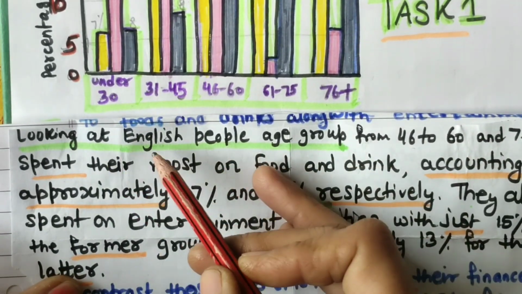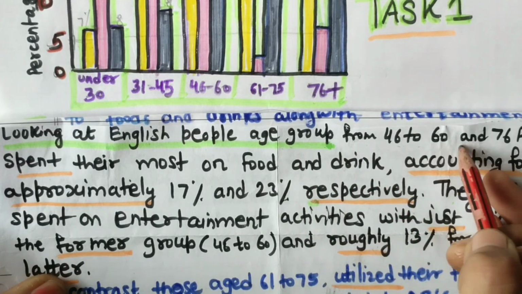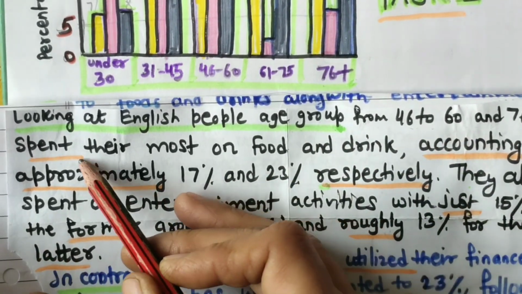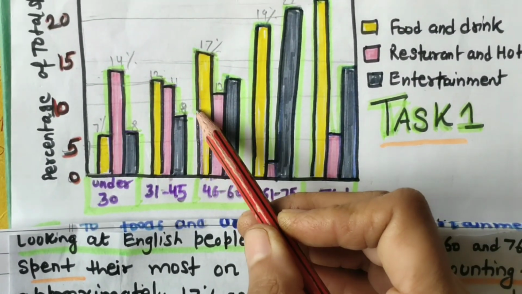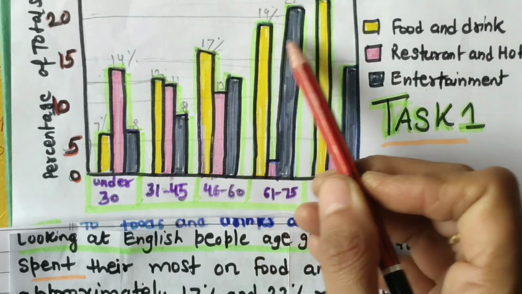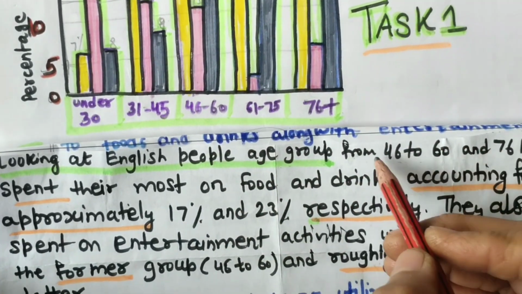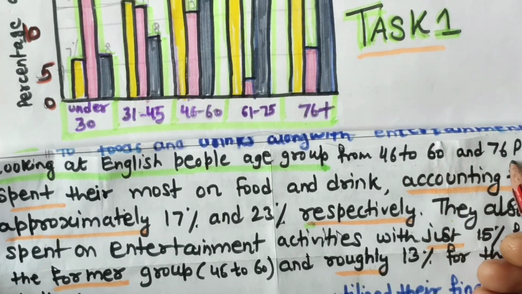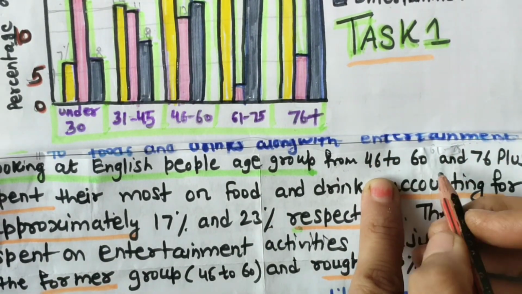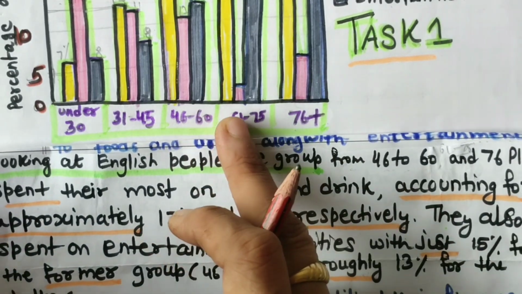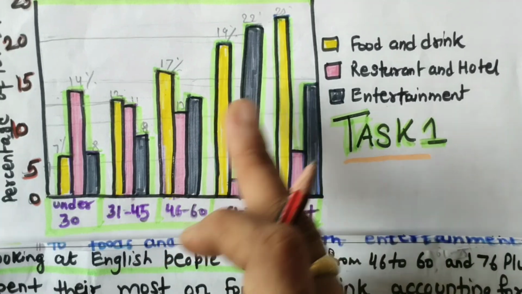Looking at English people, the age groups from 46 to 60 and 76 plus spent the most on food and drink. See this, yes, they are right. So we are talking about these three categories, not only 46 to 60 and 65 plus. Here you can write 61 to 75 also, with commas. So these three categories we have combined, because here every category is spending more on the food category.